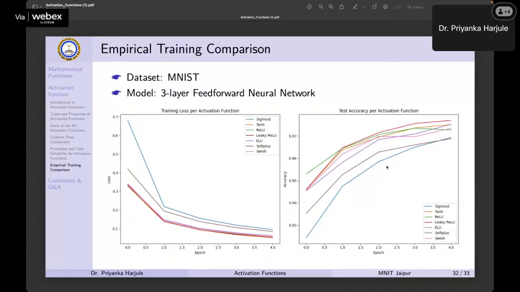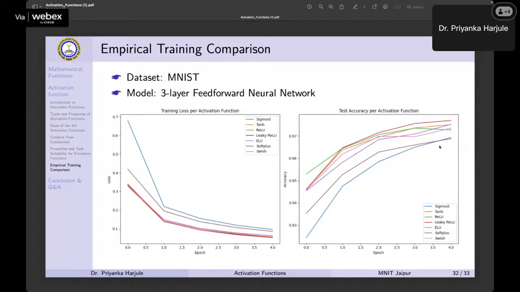This graph shows the test accuracy. On the y-axis, again, we have the test accuracy, and the x-axis is the epoch progress. Here you see that leaky ReLU and ReLU, that is the red and the green line, and Swish also, that is the pink line here, reach the highest accuracy.